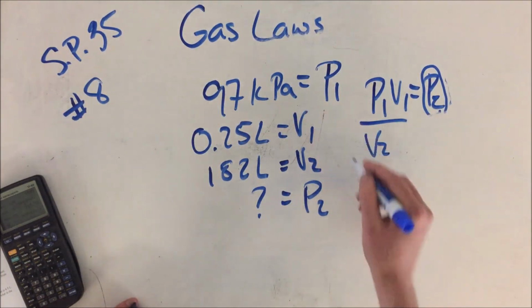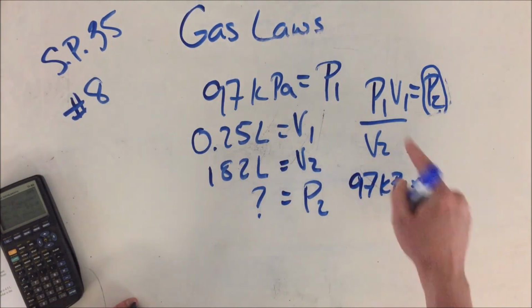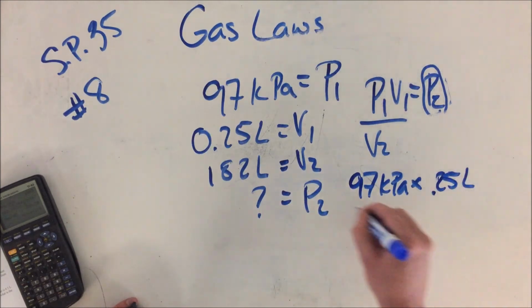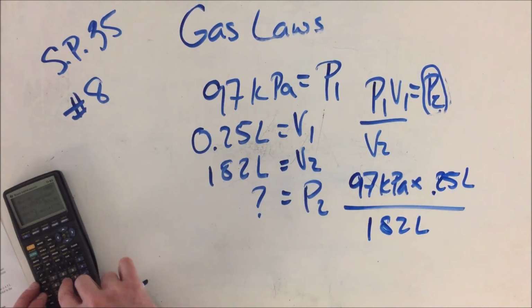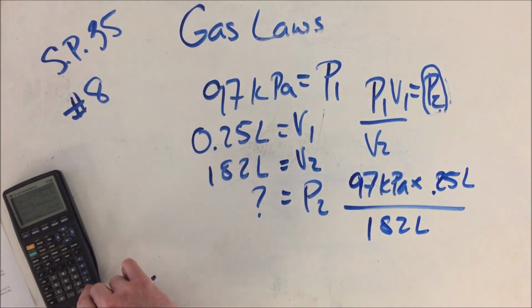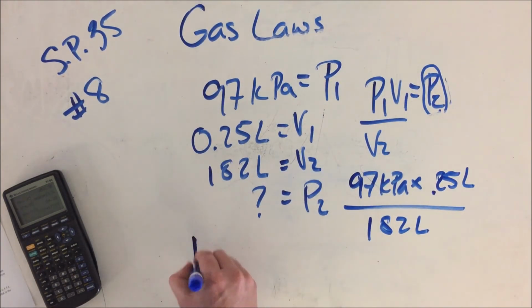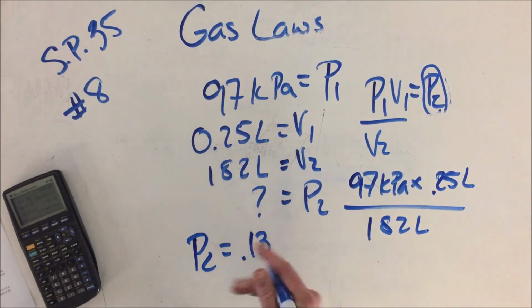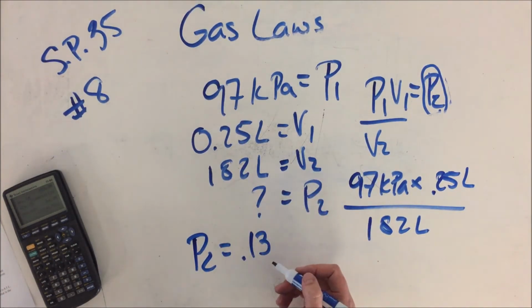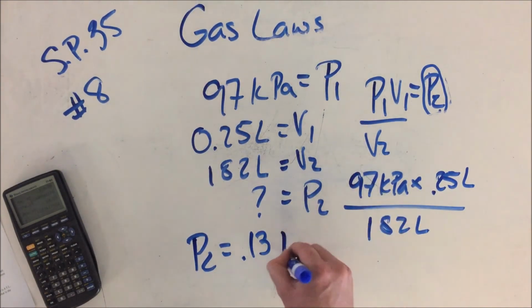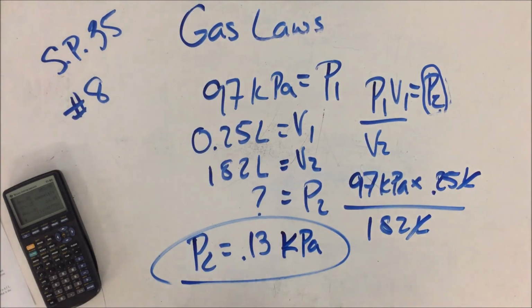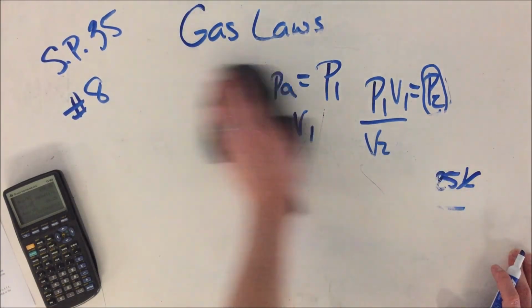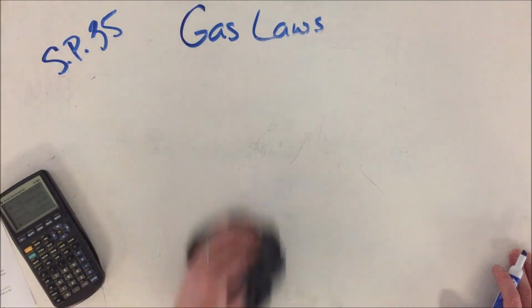Now I just go ahead and pop in my numbers. 97 kPa times V1, which was 0.25 liters, divided by V2, 182 liters. And so 97 times 0.25 divided by 182, and I get P2 equaling 0.133241758. I'm just going to go ahead and round this to 2 decimal places. So I'm going to say, since my liters canceled out, that's 0.13 kPa. Final answer.